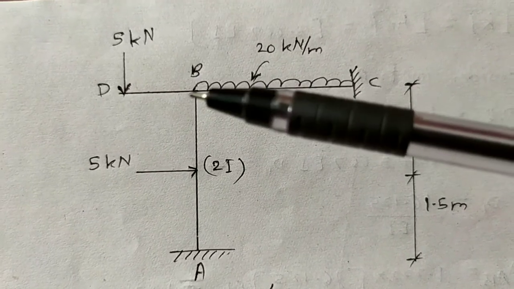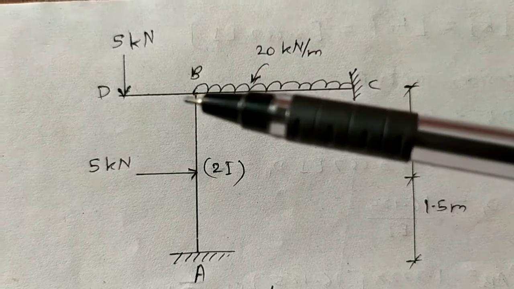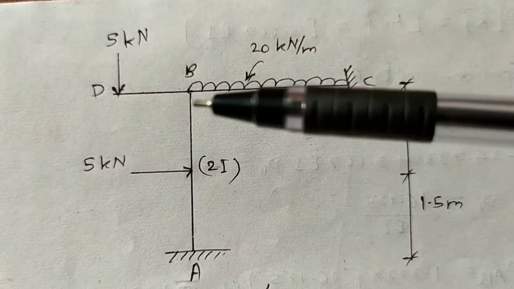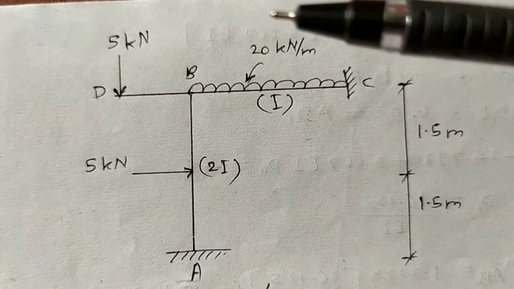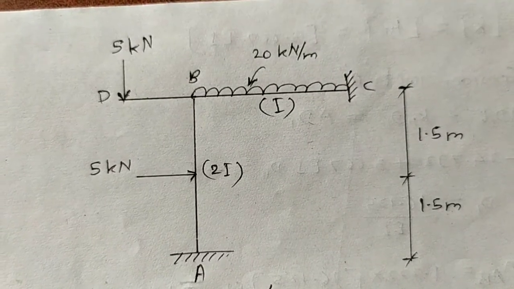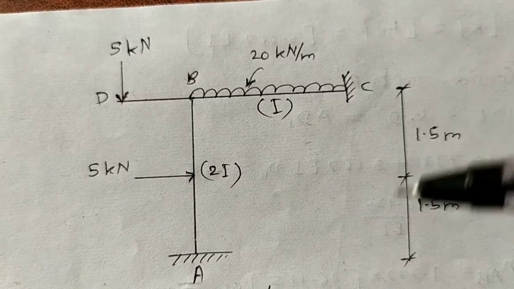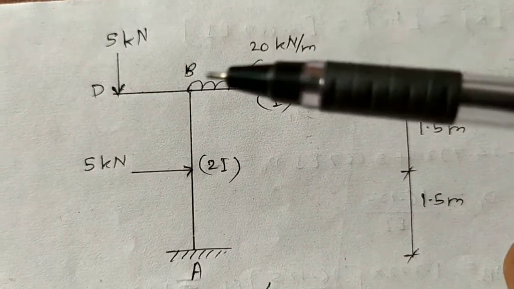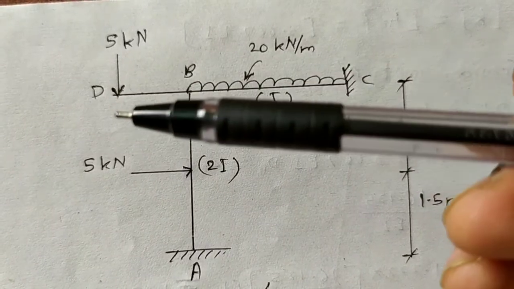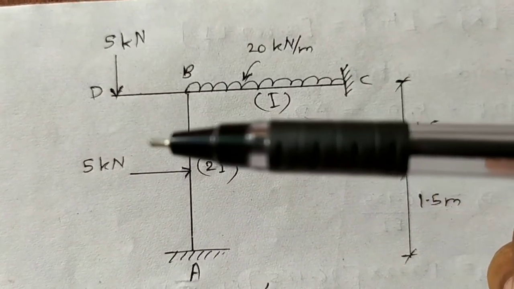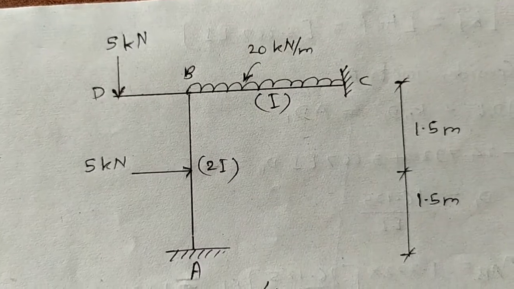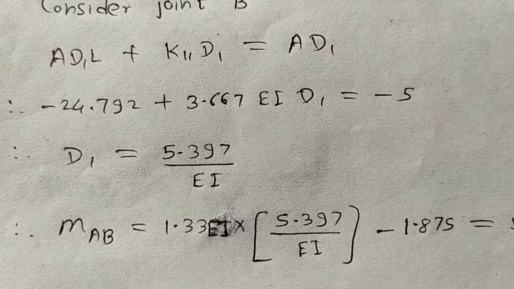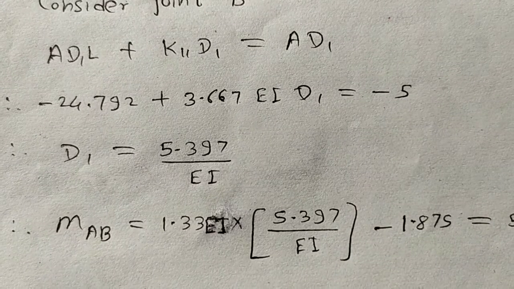Suppose the overhang is on the left side, then it forms an anti-clockwise movement. Suppose the overhang is on the right side, then it will form a clockwise movement. At that time you have to take a plus sign, that is plus 5. But here the applied moment is on this left side, so it is forming an anti-clockwise movement. That's why we are taking it as a minus 5. From this equation we are getting the value of D1.